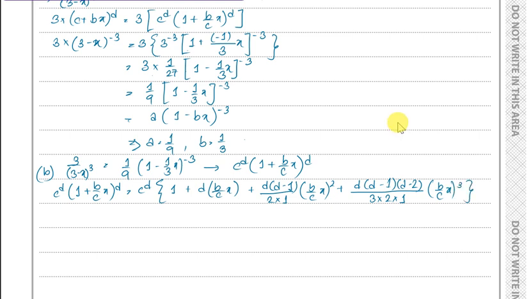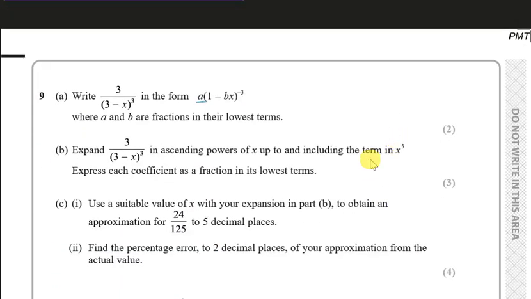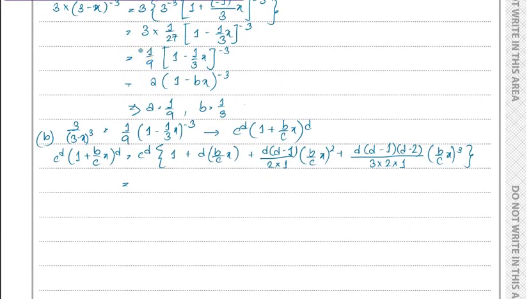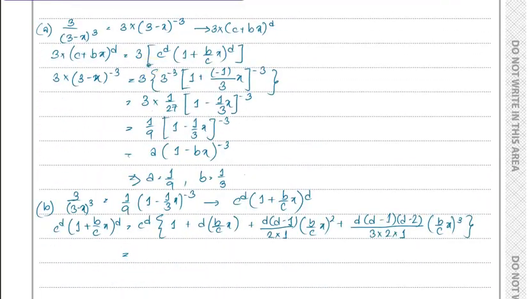We are asked to expand till we get x to the power 3, so we don't need to write more terms. So c was actually 3, and d was, we got that to be minus 3.